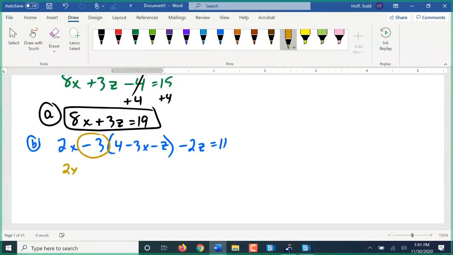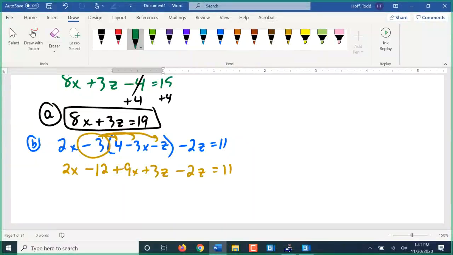I'm just going to bring down the 2x. There's nothing to do with that. -3 times 4 is a -12. -3 times a -3x is a positive 9x. And -3 times -z is a positive 3z. Now the -2z is not in the parentheses, so it is not multiplied.